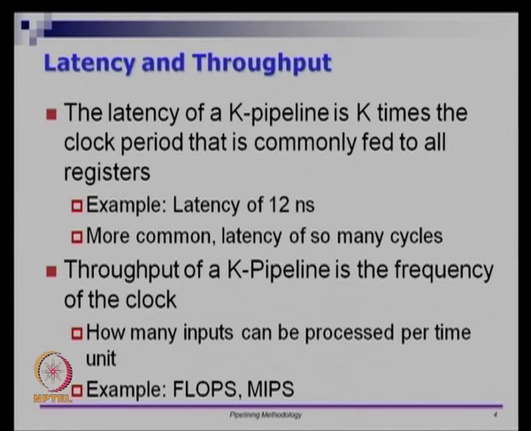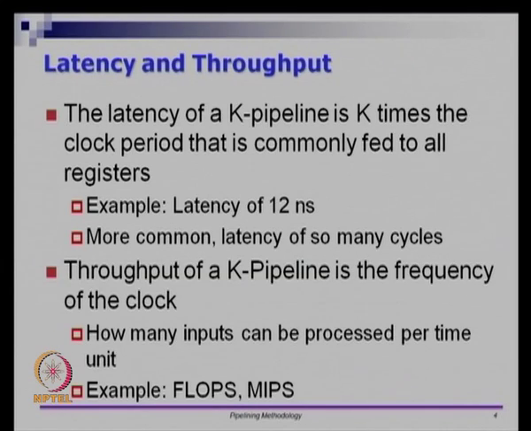So I already defined latency and throughput. The latency of a k-stage pipeline is k times the clock period that is commonly fed to all registers. Sometimes we will refer to the latency with exact time units. We may say that latency is 12 nanoseconds. For instance, when we wash clothes, we said the latency of the pipeline system was 120 minutes, but more often than not you will refer to them as cycles. So we will say that the latency of this k-stage pipeline is k cycles. If you want the actual measure of time, you take the number of stages k, multiply it by the clock period, and that will tell you the actual latency in terms of time units.